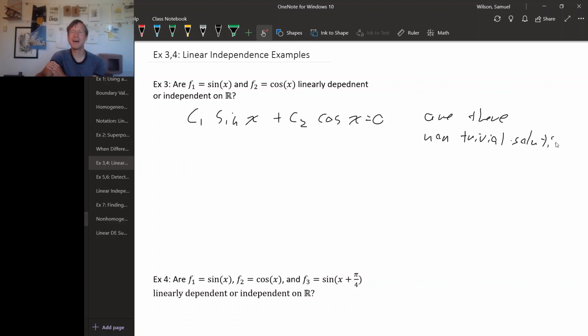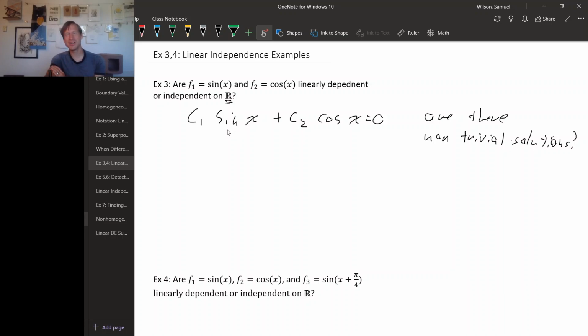Well, right now we don't have any better way of answering this question than just trying to find solutions to this. And remember, since we're trying to determine if these are linearly dependent or independent on the real number line, it's not enough to find certain x values and certain c's where this equation is satisfied. We're looking for values of c that will make this equation true on the entire real number line for x. Okay, well, let's try to solve for c1 and c2.